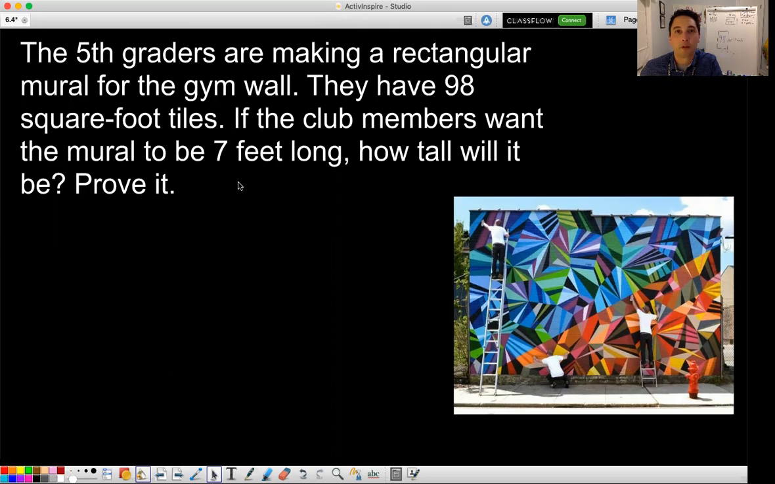Okay, so I just had a picture of a mural. This actually doesn't really match the problem that we're doing, but it's the idea of making a really big painting made of smaller pieces. Okay, so what do we know? We know fifth graders, okay, that's good for them, not important for the problem. We know 98 square foot tiles. And we know that they want the mural to be 7 feet long.